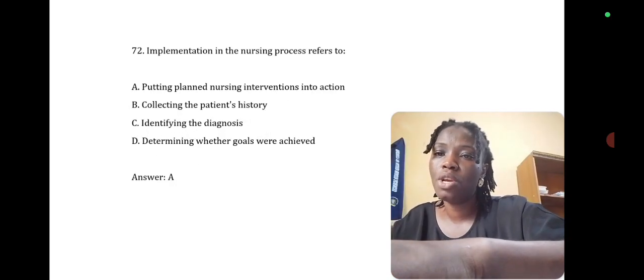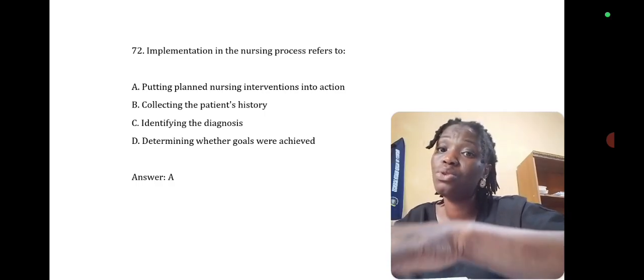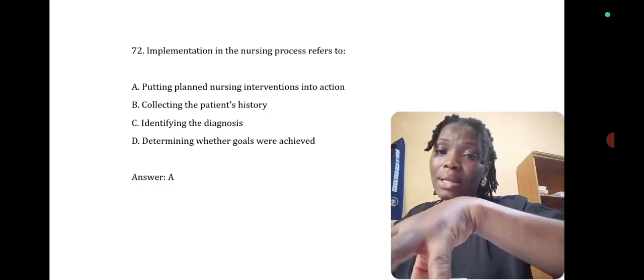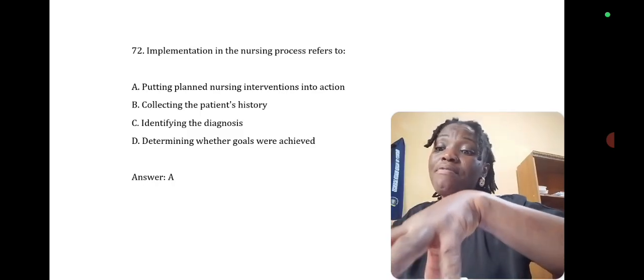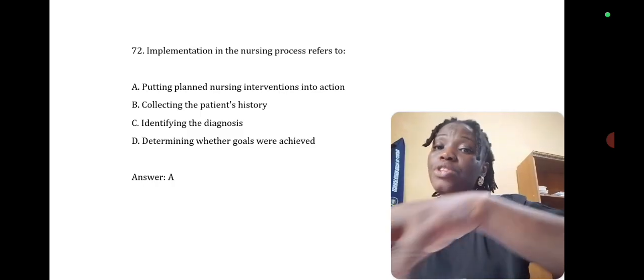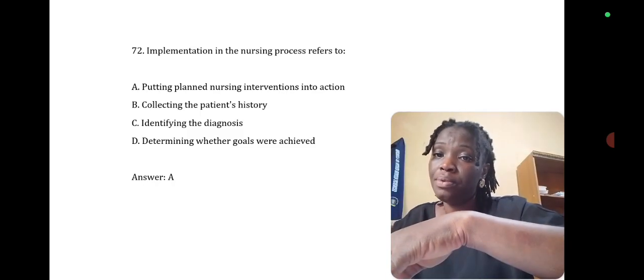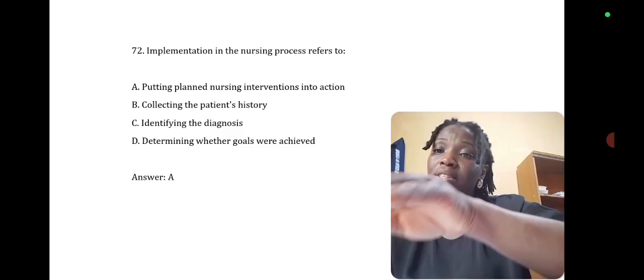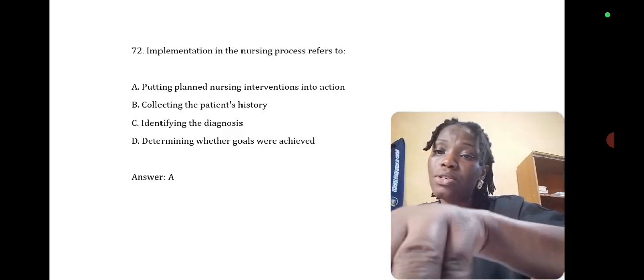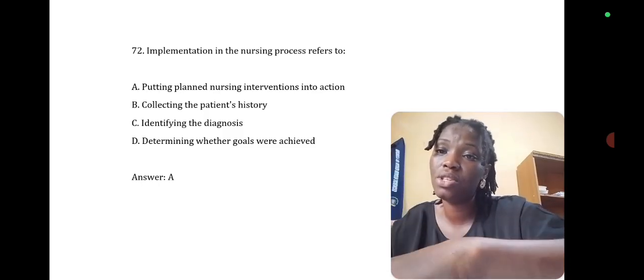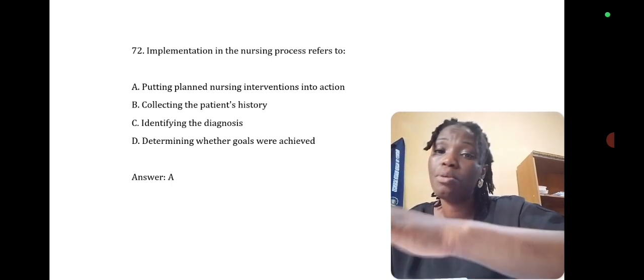Number 72. Implementation in the nursing process refers to what? Your implementation. I told you implementation is the action plan. That is when you carry out everything that you've planned to reduce this patient's suffering. So putting plan, nursing intervention into action. Anywhere you see action is intervention. Is the intervention or implementation.